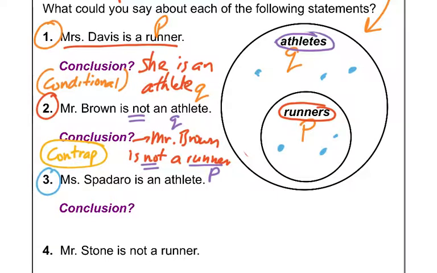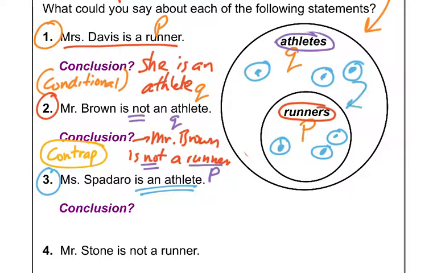So do we know for sure, if she is an athlete, is she absolutely a runner? No, we actually don't. She could be. We can put her here. She's an athlete and therefore a runner. But I could also put dots here. This is also, Miss Spadero is an athlete. Does that mean she's a runner? No. So conclusion? No conclusion. This one has no conclusion. She could be a runner or she might not.